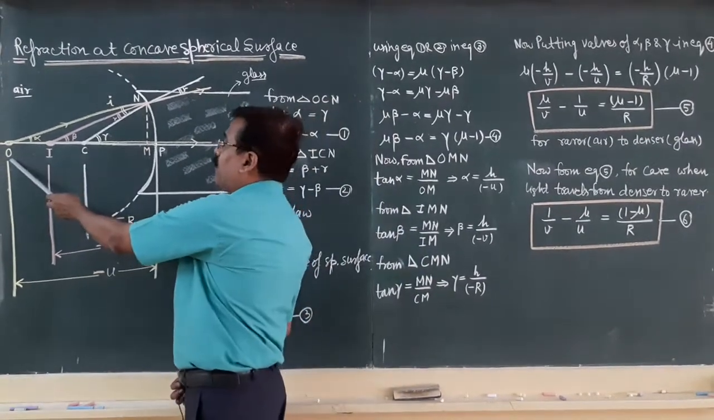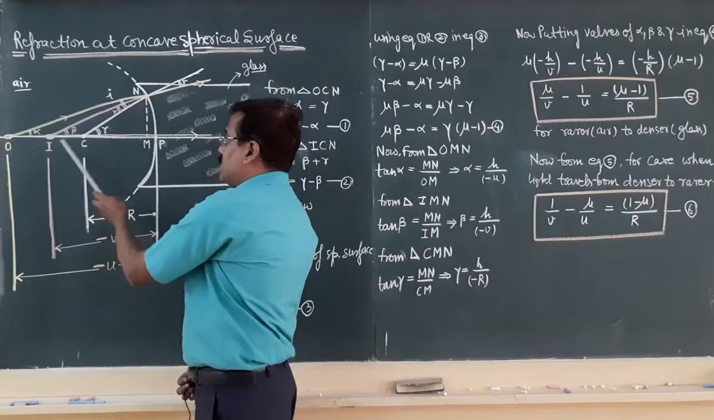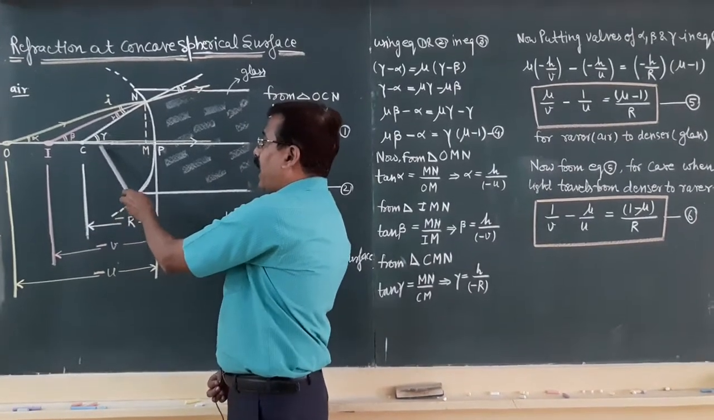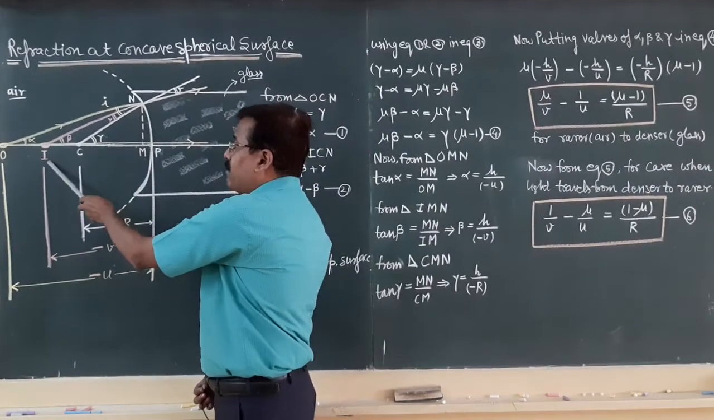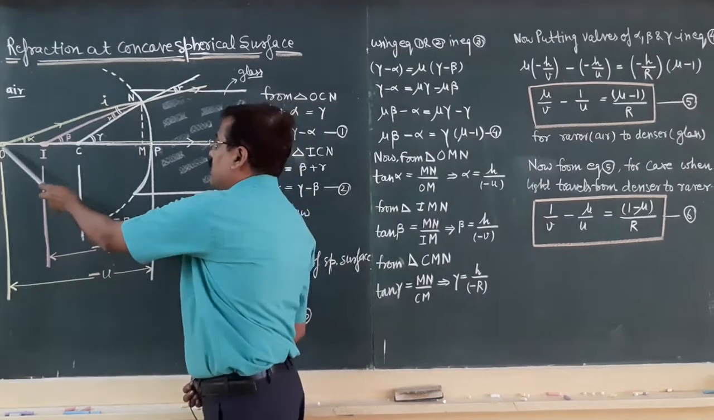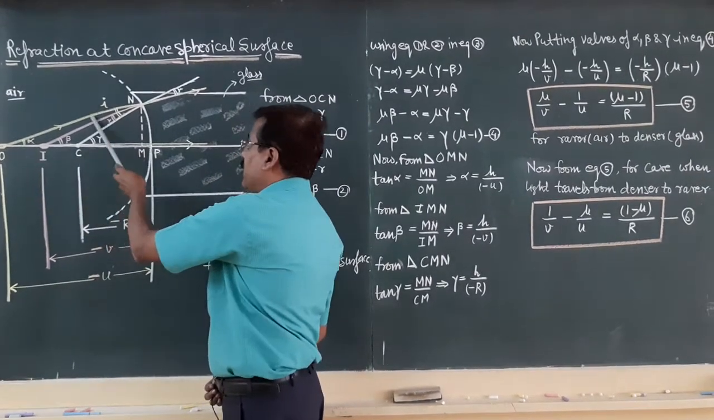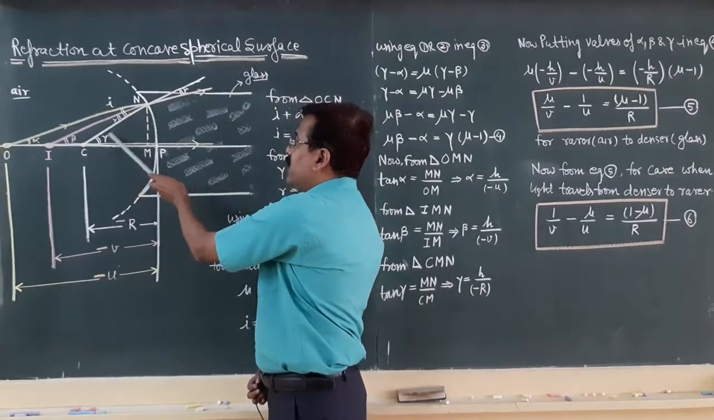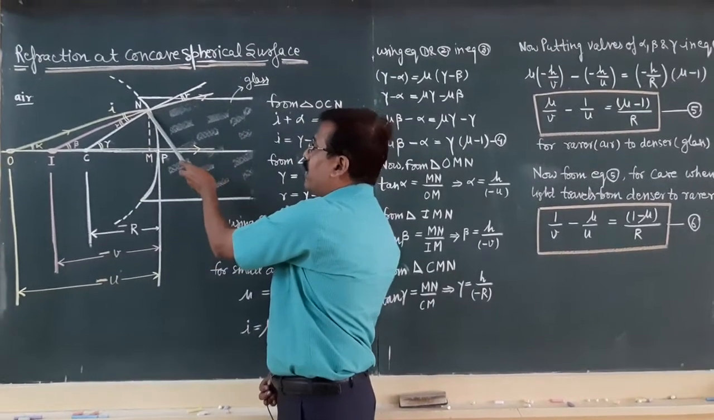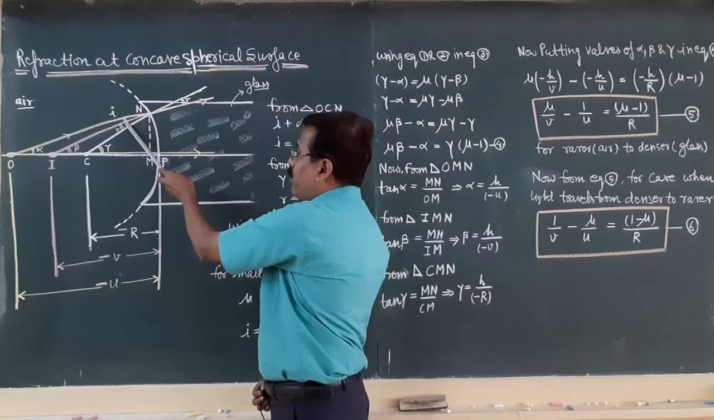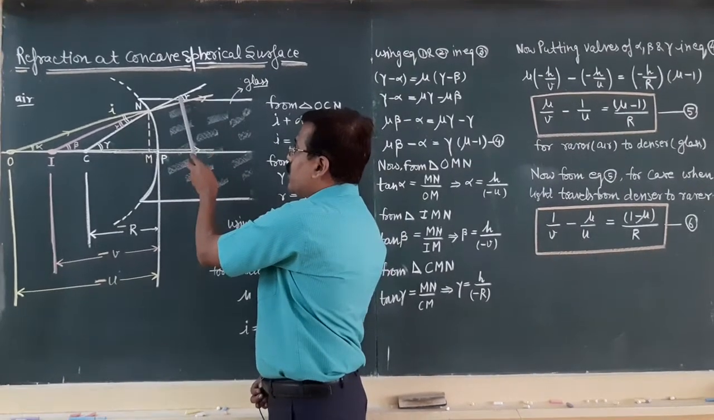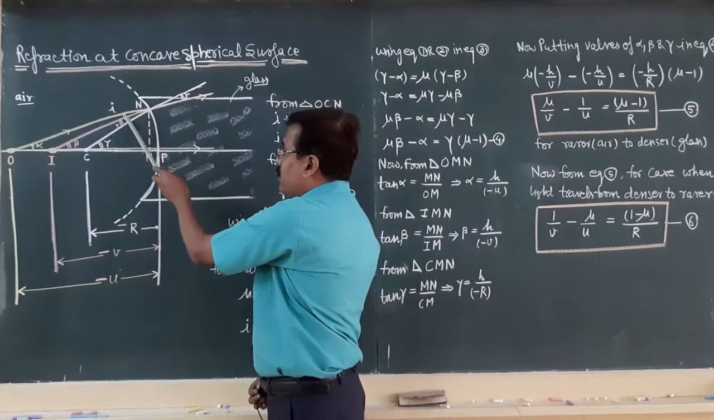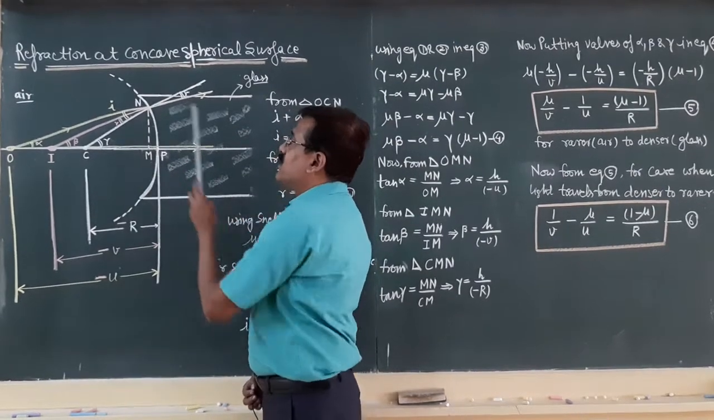So, O is a point object, C is the center of curvature, and our image will be at I, but how you have to see. So, light coming from object incident at point N, and CN is the normal at point N, and light travels from rarer to denser medium. So, angle of refraction will be less than angle of incidence.